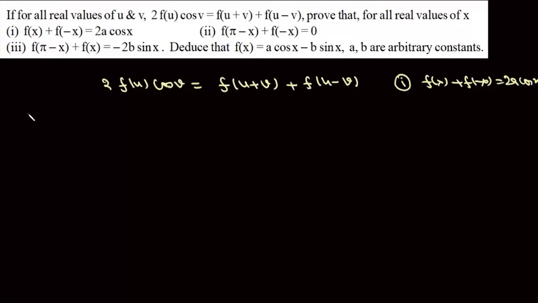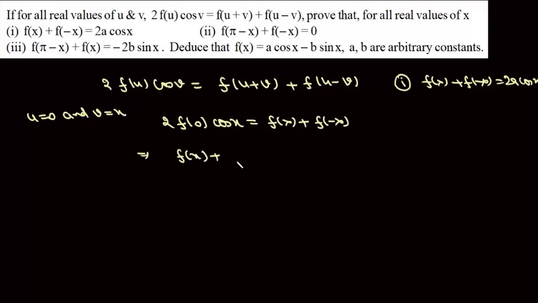So all you need to do is we'll put u as 0 and v as x. So you can write 2f(0) cos x, and will be this f(x) + f(-x). So from here we can write f(x) + f(-x) will be 2f(0) cos x, and if we consider f(0) as a, we can write this as 2a cos x. So that's your first part.